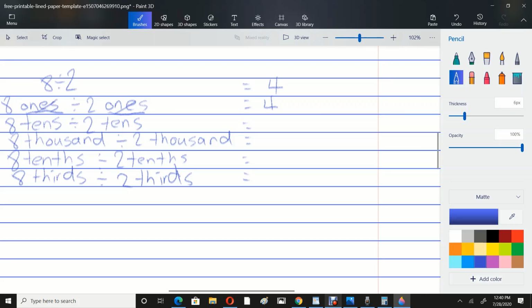All right, so what do you think is going to happen when we divide 8 tens by 2 tens? Well, what is 8 tens? 8 tens is really just 80. 2 tens is really just 20.